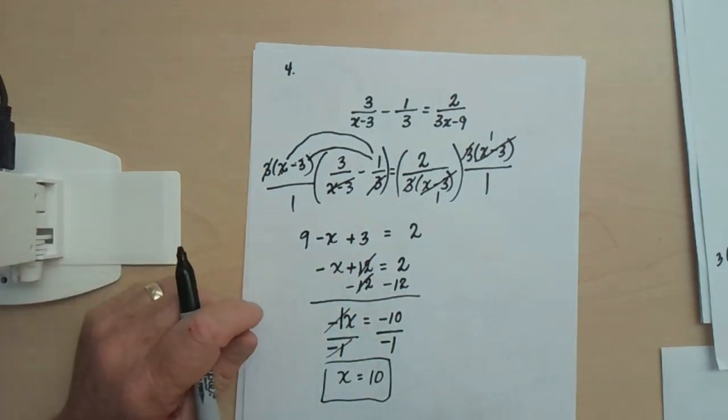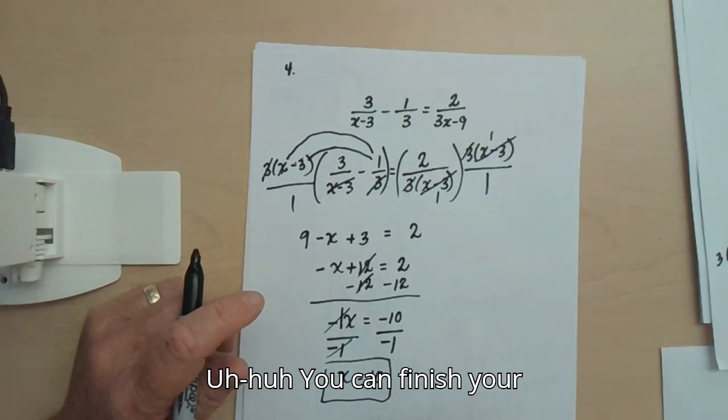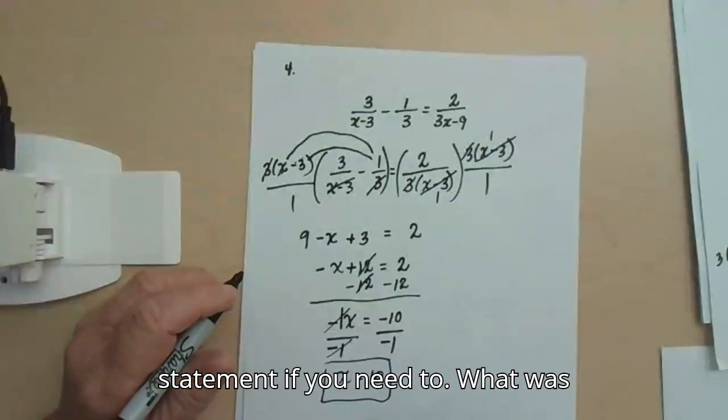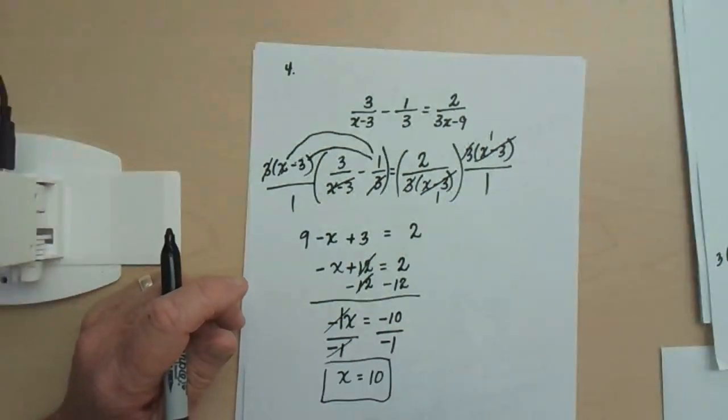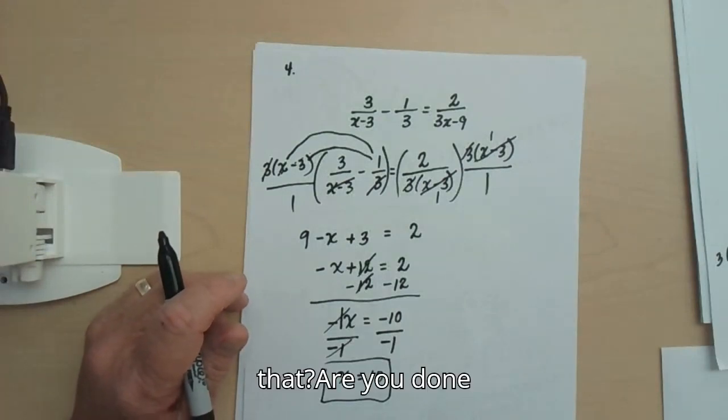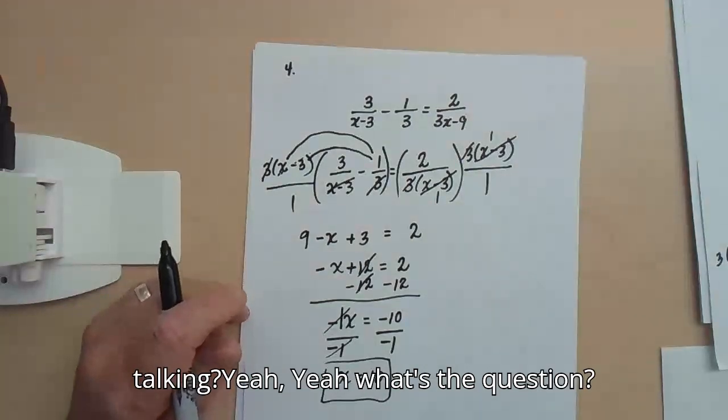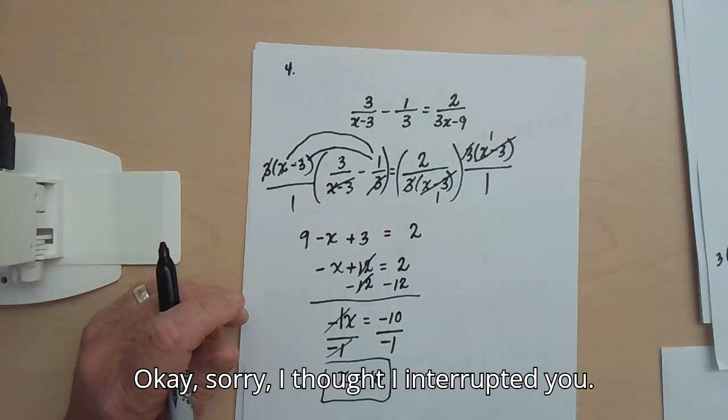Paris has a question. You can finish your statement if you need to. Are you done talking? She said if you're done talking, she'll have the question. Yeah, what's the question? Okay, sorry, I thought I interrupted you.